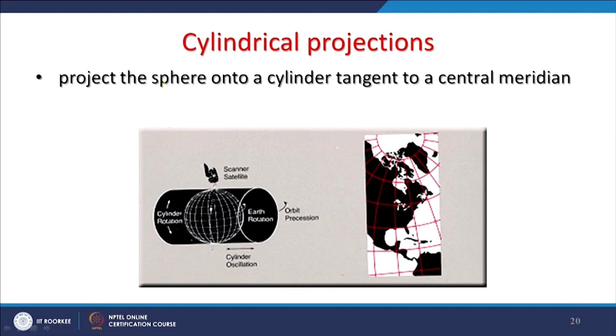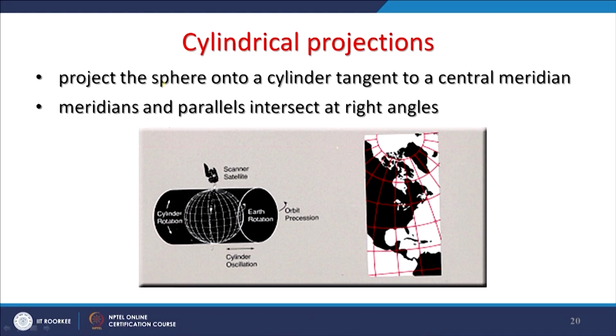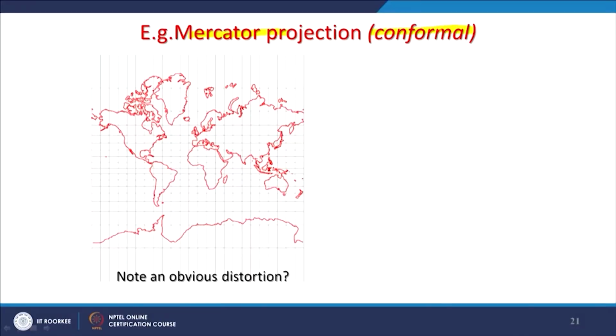So, project the sphere onto a cylinder tangent to a central meridian, one choice, then meridians and parallels intersect at right angles. So, when we go for cylindrical projections, these conditions are there. If we go for Mercator projection, and that is conformal, this is how the globe would be, or the boundary of the countries would be represented.